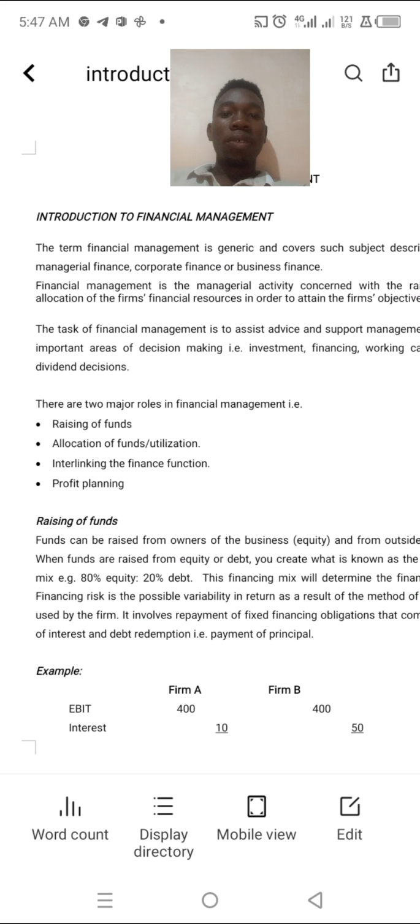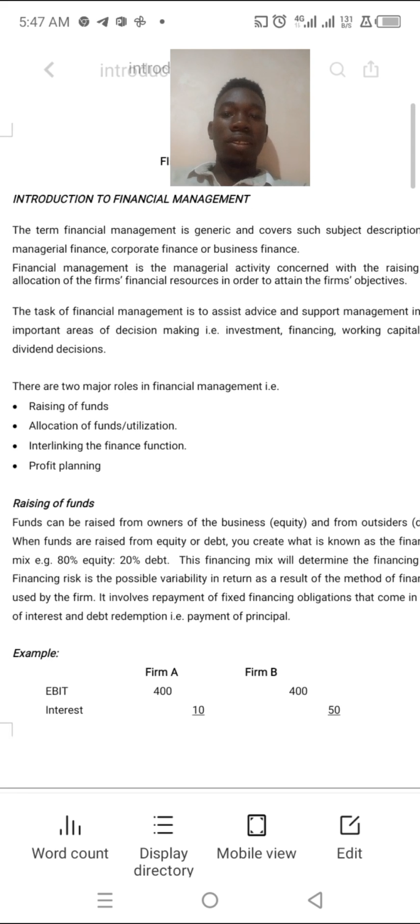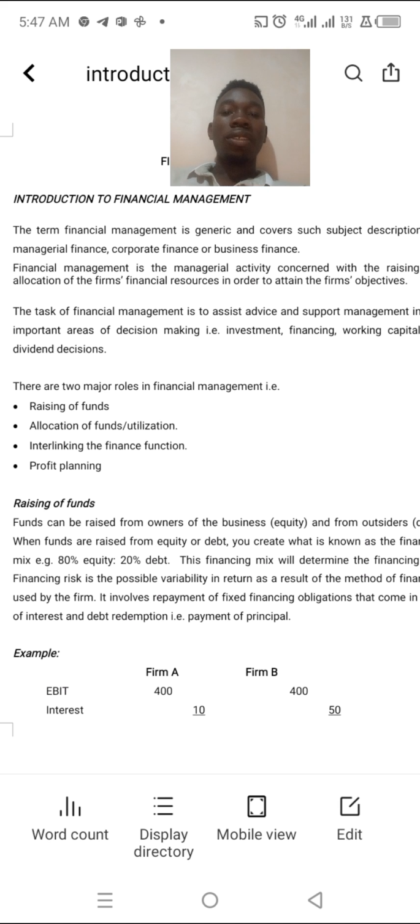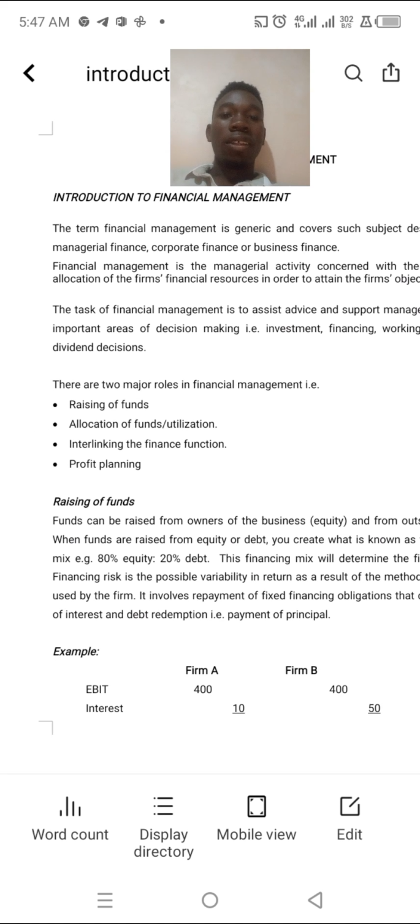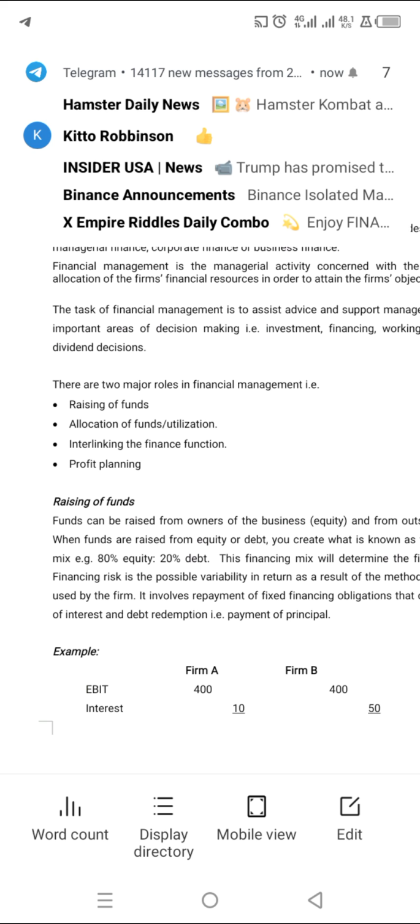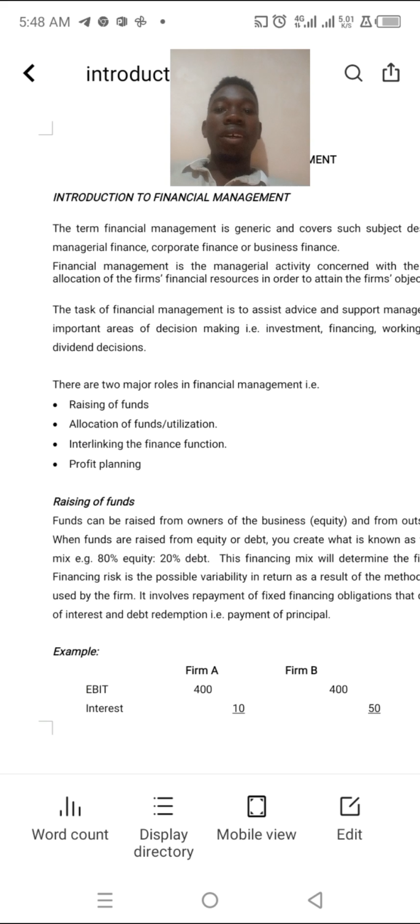So my friends, when we say financial management, we are going to look at that definition first. Financial comes from the word finance, and management, we simply know it is the planning and controlling. Finance deals with money, or what we call funds. It deals with funds, and funds are resources.